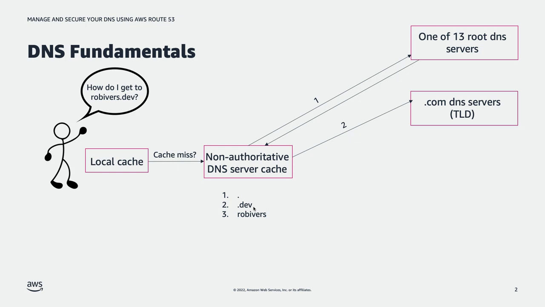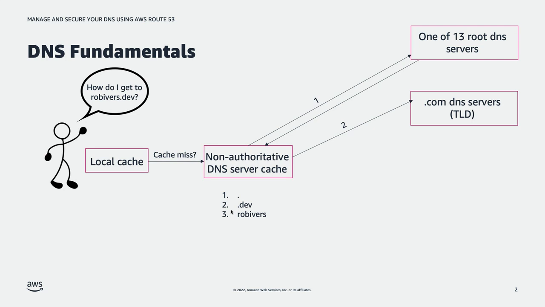So our DNS server is then like, okay, we'll look for .dev in this case. We'll reach out to those DNS servers, and again, that's called a TLD, or top level domain, because it's on the top level besides the root. And we'll ask there again, do you have an IP address for robbieverse.dev?